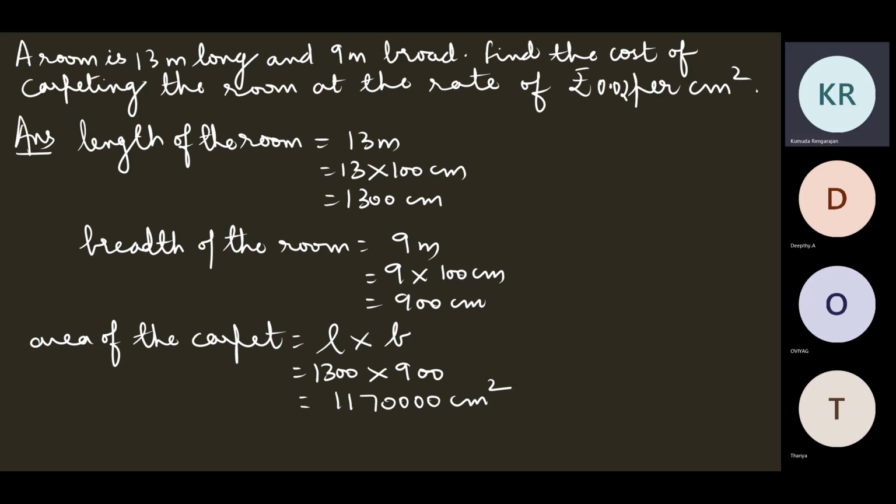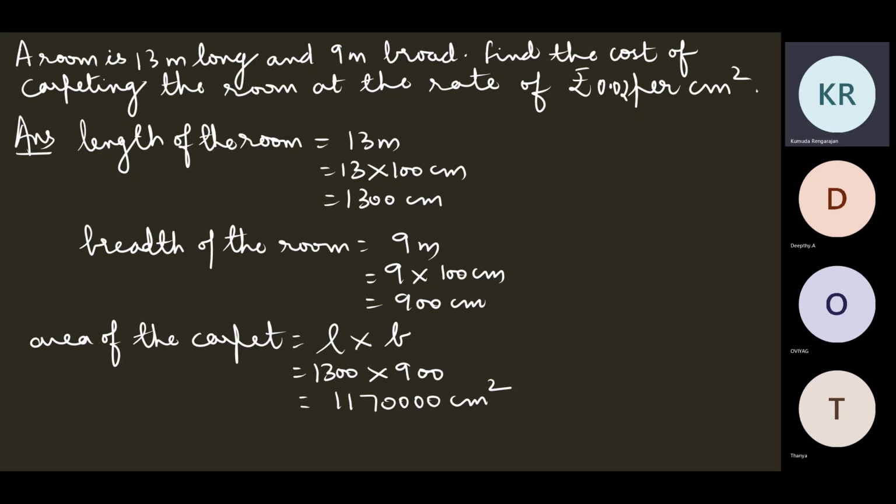So since the rate is given per centimeter square, we convert the length and breadth to centimeter. 13 meters is 1,300 centimeter, 9 meters is 900 centimeter.